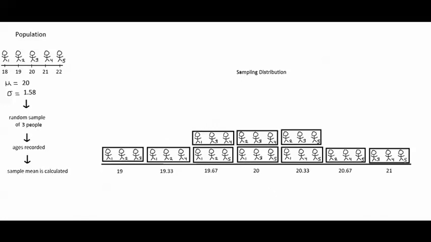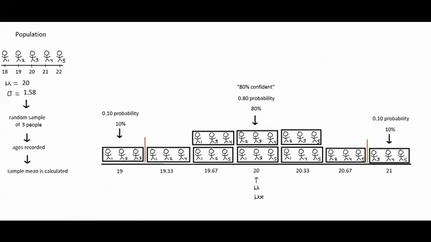If I want to find the 80% margin of error, all I have to do is mark off the middle 80% of the samples and find the distance from the population mean to the 2 boundaries. In this situation, the distance is 1.67, so the 80% margin of error is 1.67.